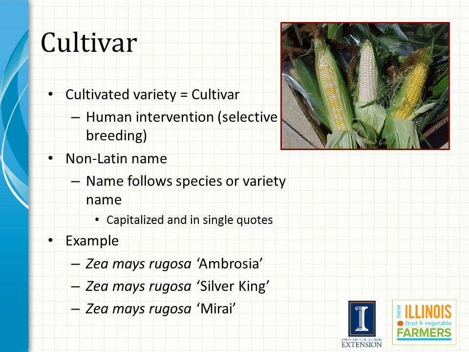The term cultivar is a contraction of cultivated variety, meaning that humans selected the parents and made controlled crosses. Cultivar names are not italicized like variety names, but they are capitalized like proper names. They are also bracketed with single quotes and follow directly after the species and variety name. Using the sweet corn example on this slide, we already know that sweet corn is a variety of Zea mays, designated by the variety name rugosa, but it is the cultivar name that follows that differentiates the type of sweet corn.